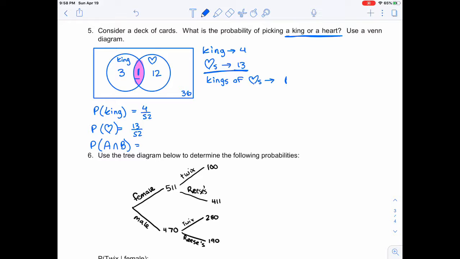Using that Venn diagram, or we knew the deck of cards anyways, we see that there's exactly 1 that occurs in both of those. So our final answer, our probability of A or B, so I guess I should have said this is my A, this is my B. Our final answer is going to be 4 out of 52 plus 13 out of 52 minus that 1 out of 52. And if you do all that correctly, we should get 16 over 52, which again simplifies down to 4/13.